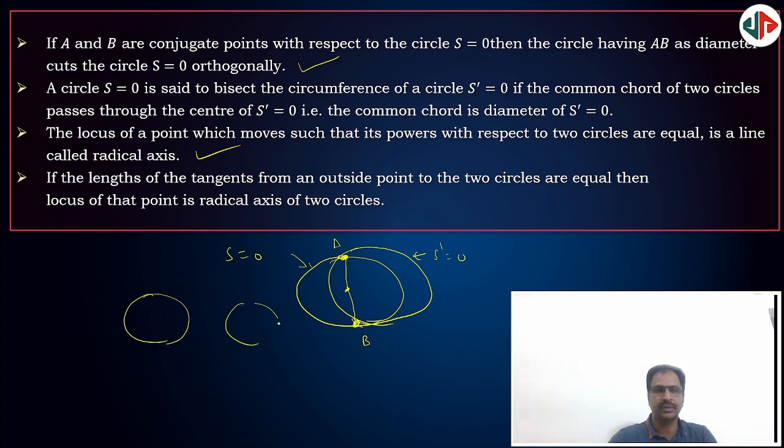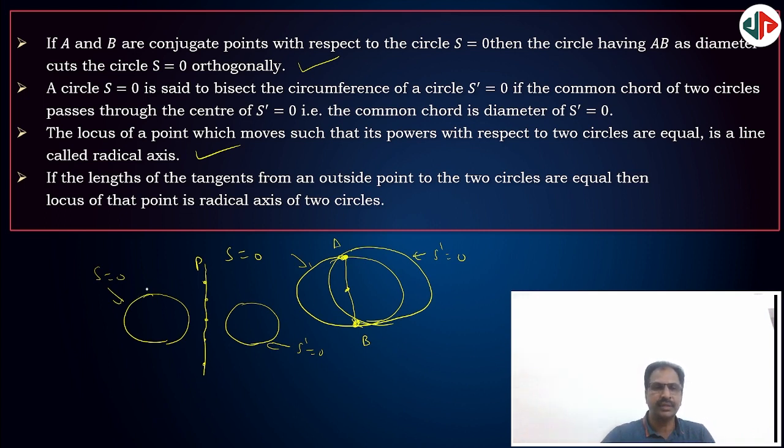For example, if these are the two circles S = 0, S' = 0, and there is a point P like this. The power of this point P with respect to the first circle and with respect to the second circle are equal. We have so many points whose power with respect to both the circles are equal. If you join all those, you will get a line that is known as the locus of the point P, which is nothing but the radical axis.